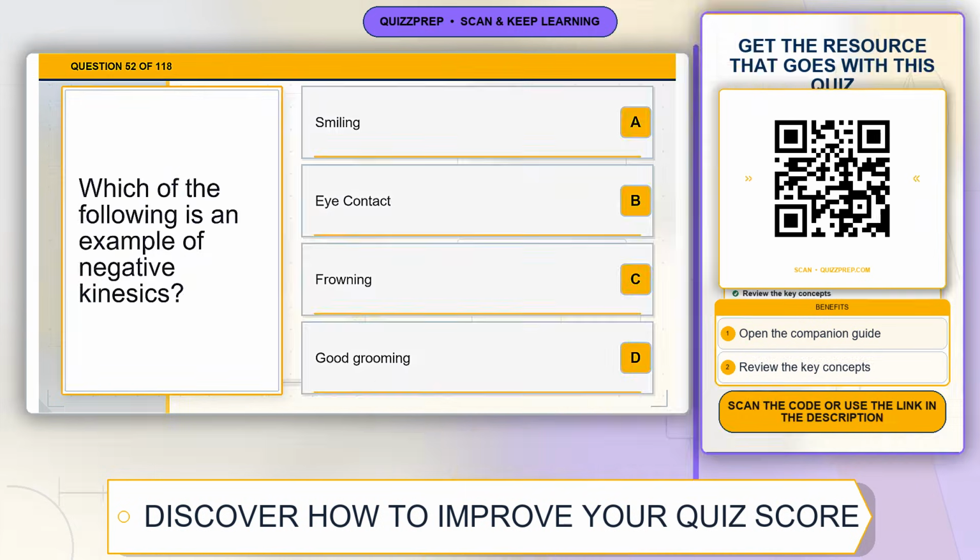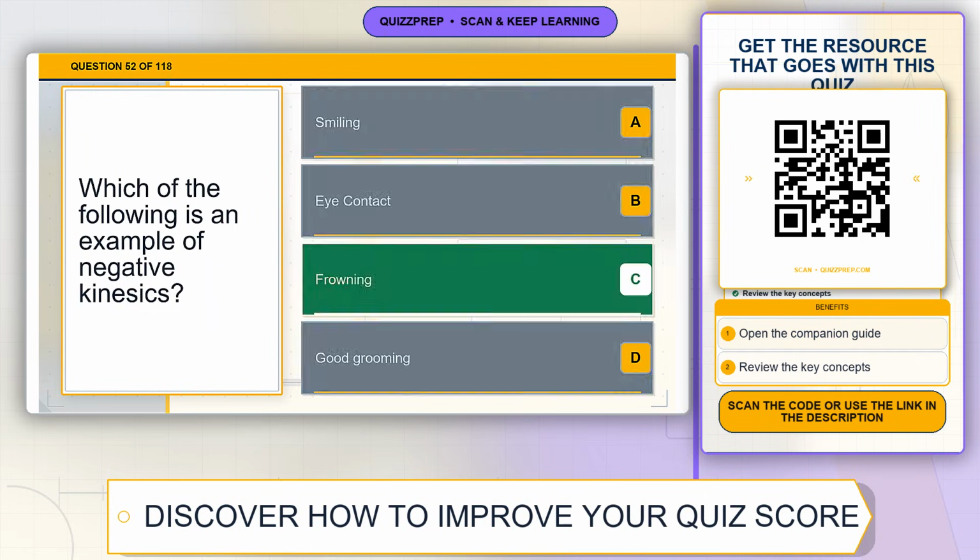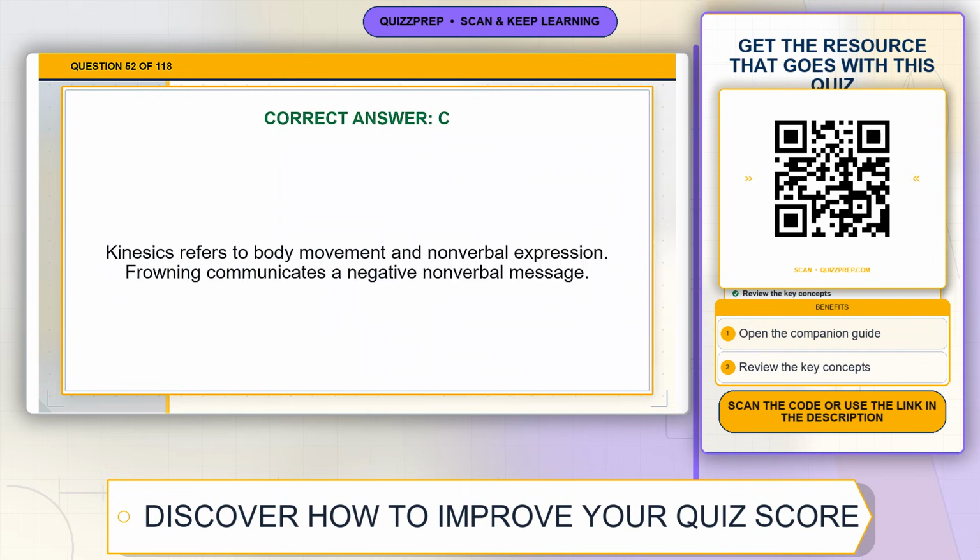Question 52. Which of the following is an example of negative kinesics? Option A, smiling. Option B, eye contact. Option C, frowning. Option D, good grooming. The correct answer is option C, frowning. Explanation. Kinesics refers to body movement and nonverbal expression. Frowning communicates a negative nonverbal message.